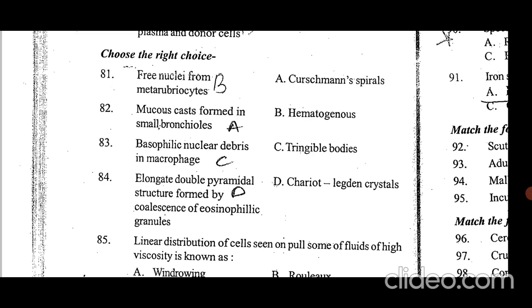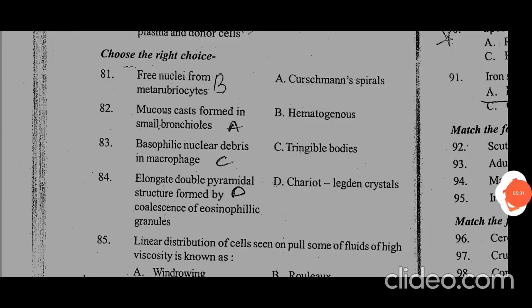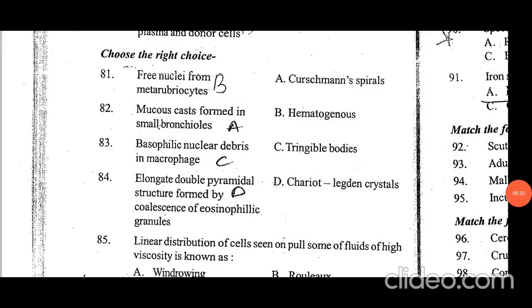The lung, the respiratory system, has bronchioles, small bronchioles. If there are mucus casts, mucus in the small bronchioles, they are called Curschmann's spirals. Whereas hematogones are free nuclei from metarubricytes.